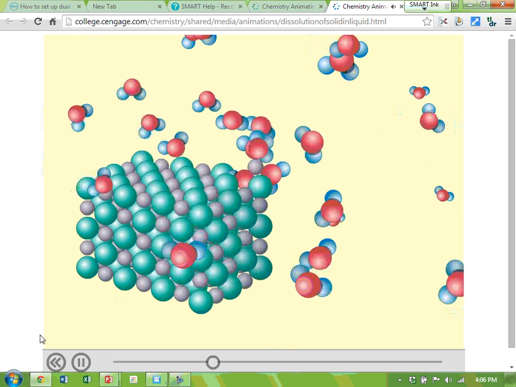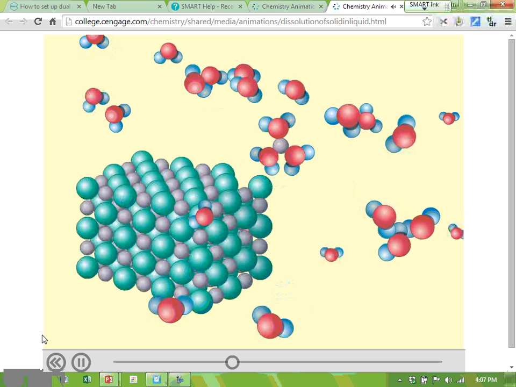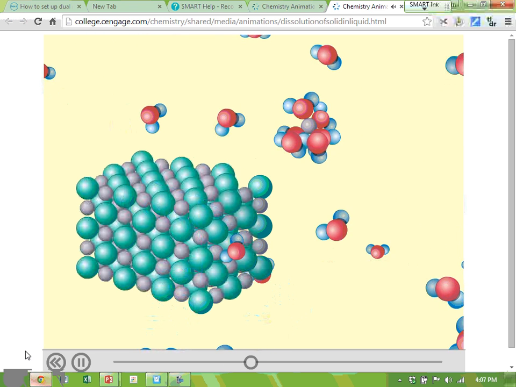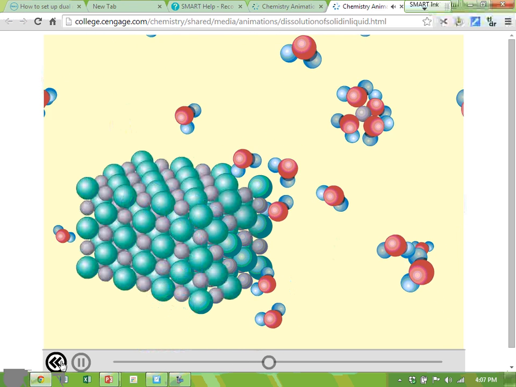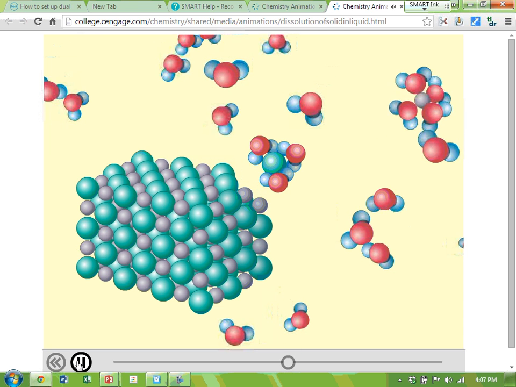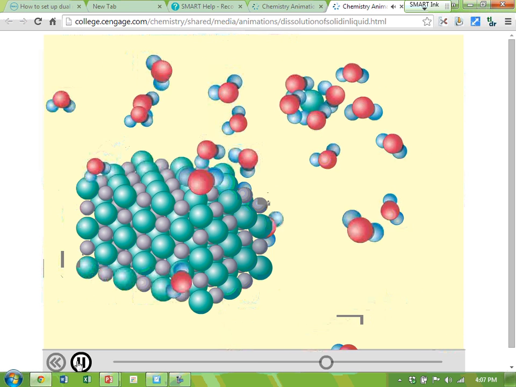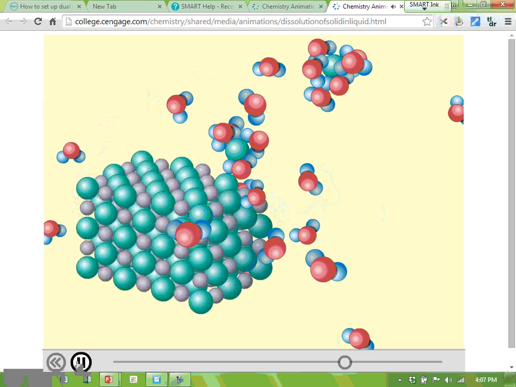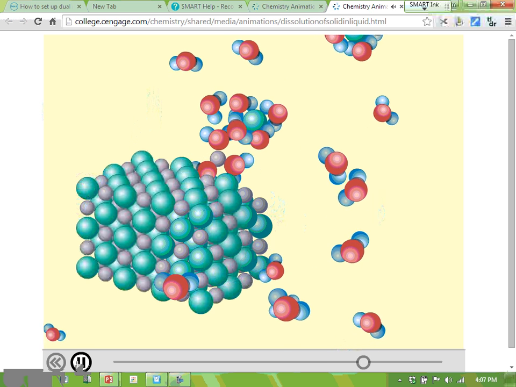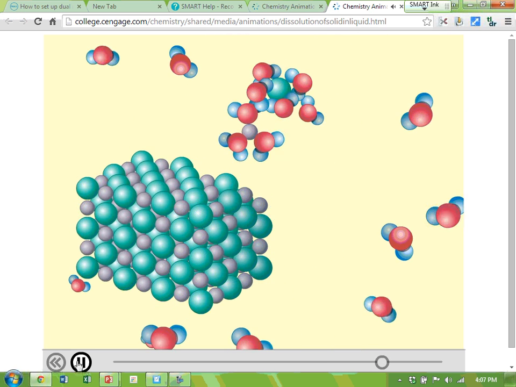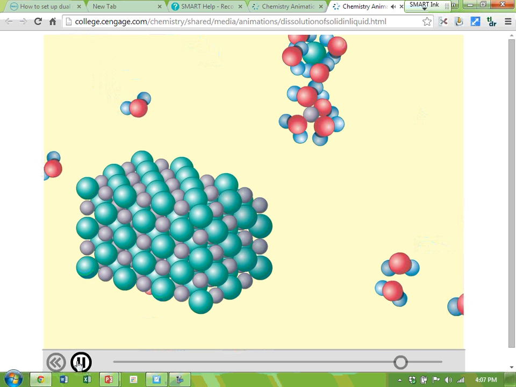Positively charged sodium ions attract the partial negative charge of the oxygen in water. A similar attraction occurs between negatively charged chloride ions and the hydrogen atoms, which have a partial positive charge. These interactions loosen the attractions between the ions in the crystal, dislodging them from the crystal. Additional water molecules surround the released ions, insulating them from attraction to other ions.